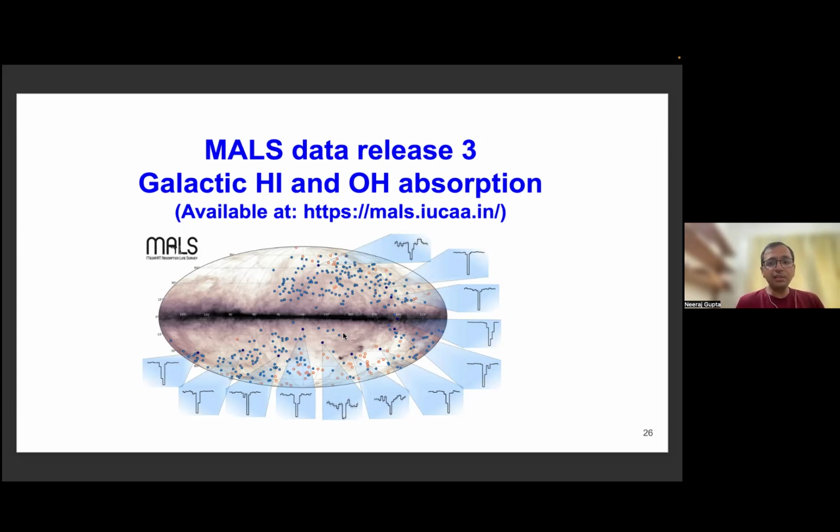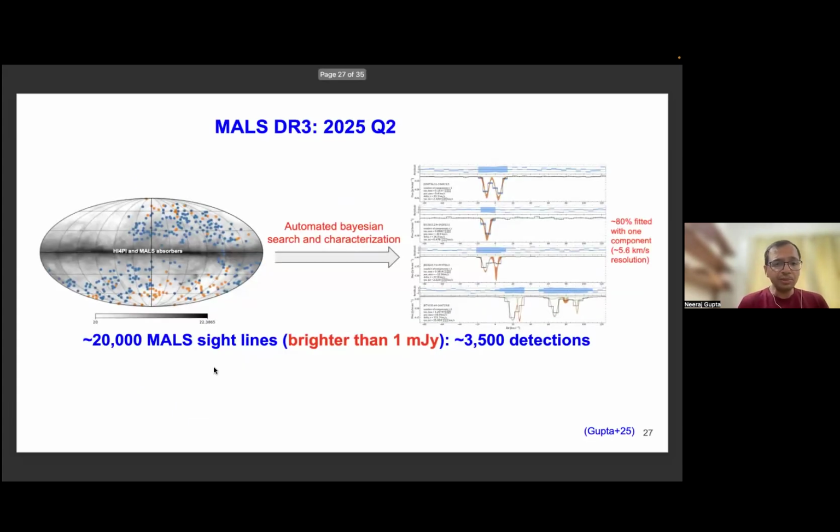When we did this, we were able to get very high sensitivity spectra of 20,000 radio sources, better than 1 millijansky, and we detected 3,500 HI absorbers. We also have some OH detections, about a dozen of them, because those OH lines are much weaker, and that kind of molecular gas is much rarer. So that explains the smaller number of OH detections.